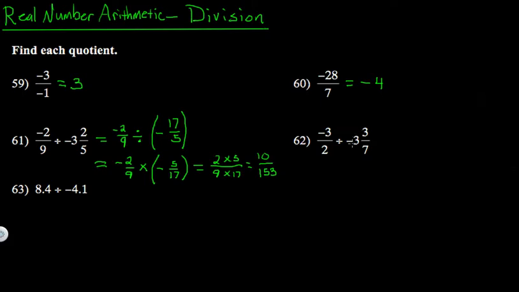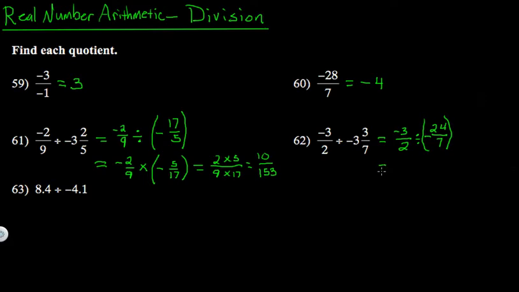So first step, we change this mixed number into an improper fraction. So this will be negative 3/2 divided by, so let's see. This will be 3 times 7, that's 21, plus 3, that's 24. So this is negative 24/7. All right, it's a little sloppy. Negative 24/7 like that. Put that in parentheses.